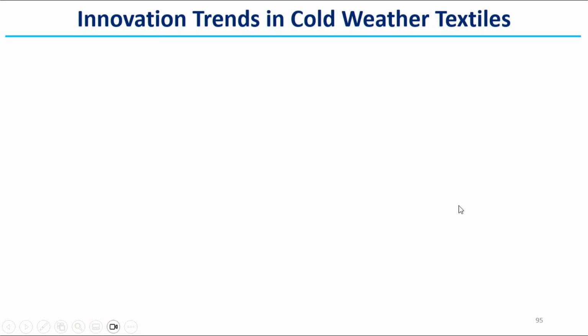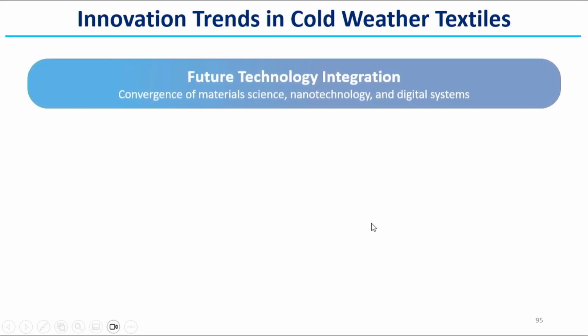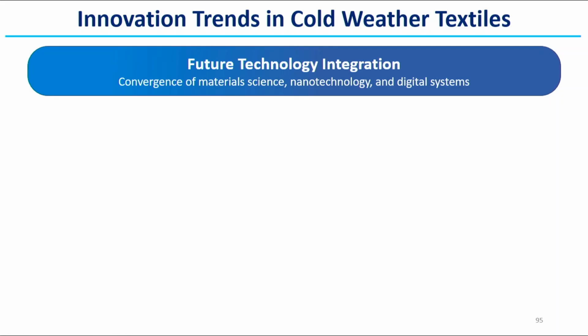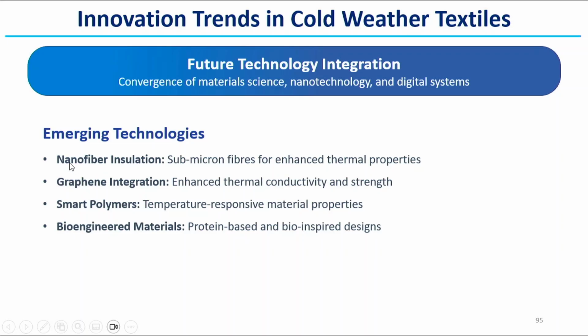So, what are the innovation trends in cold weather textiles? The future technology integration actually converges material science, nanotechnology and digital systems. This is the direction where the research is going on. So, emerging technologies are nanofiber insulation, submicron fibers for enhanced thermal properties, graphene integration, enhanced thermal conductivity and strength, smart polymers, temperature response materials, and bioengineering material, protein based and bio inspired designs.